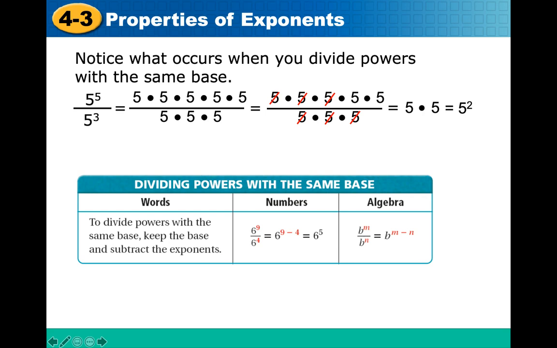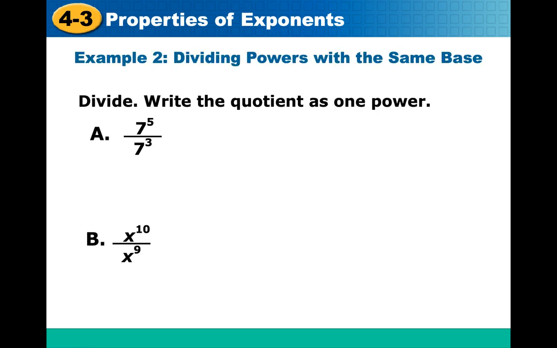So here are some examples for you. 6 to the 9th power over 6 to the 4th power. Again, they subtracted the 9 minus 4 and got 6 to the 5th power. You don't need to solve that any further; you can leave it just like that. Here's an algebra example with variables. Same thing. Let's look at a couple of examples. I'd encourage you to pause the video and try those now.